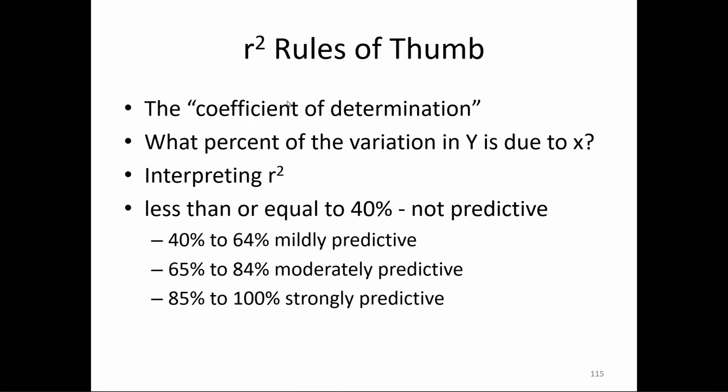R squared, sometimes referred to as the coefficient of determination, tells us what percent of the variation in Y is due to X. When we're interpreting R squared, anything that's less than 40%, we'd say is not predictive. Between 40 and 64%, mildly predictive. 65 to 84, moderate. 85 to 100, strongly predictive. So what was this? This was 66.7. So that falls into the moderately predictive camp.